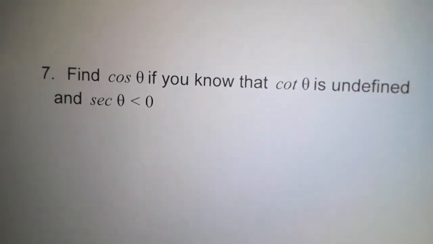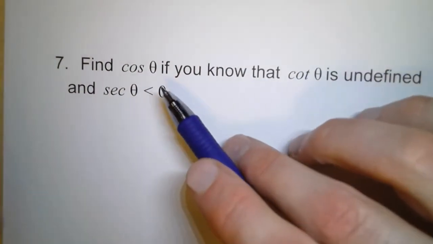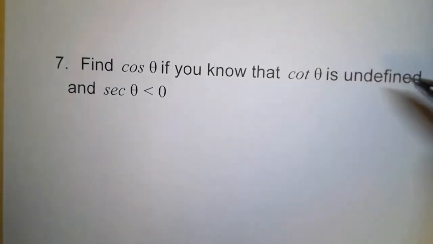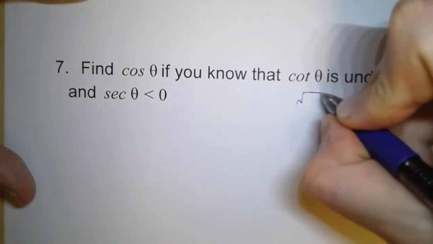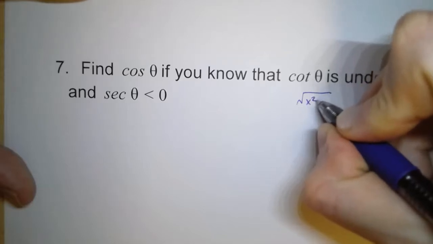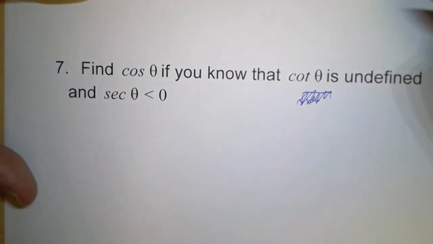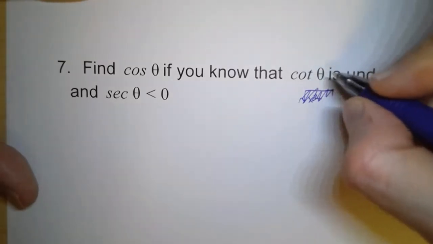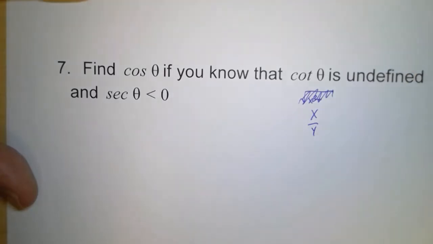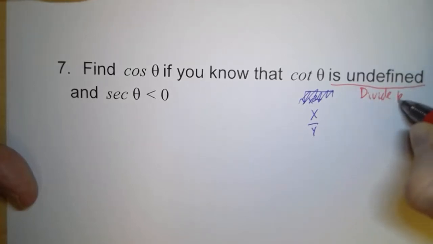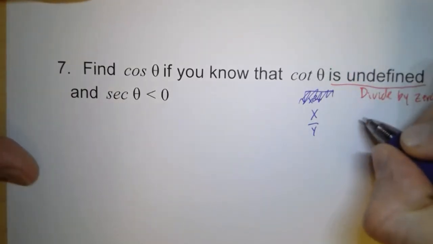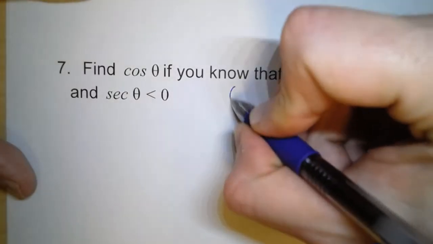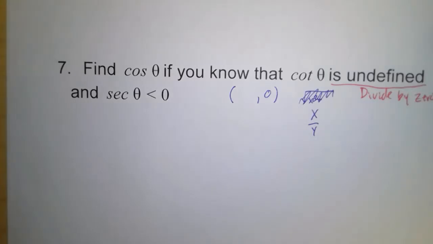So with this last one, we know that we want to find cosine of theta if we know that cotangent of theta is undefined. That means that for this ratio, what are we doing? Well, we're taking square root of x squared. Actually, no, we're not taking that. That would be cosecant or secant. If we're taking cotangent of theta, that's x over y. And the fact that it's undefined means that we divide by 0. So that tells us something. That tells us that whatever our y value is, our y value has to equal 0. So our y coordinate has to be 0 no matter what.